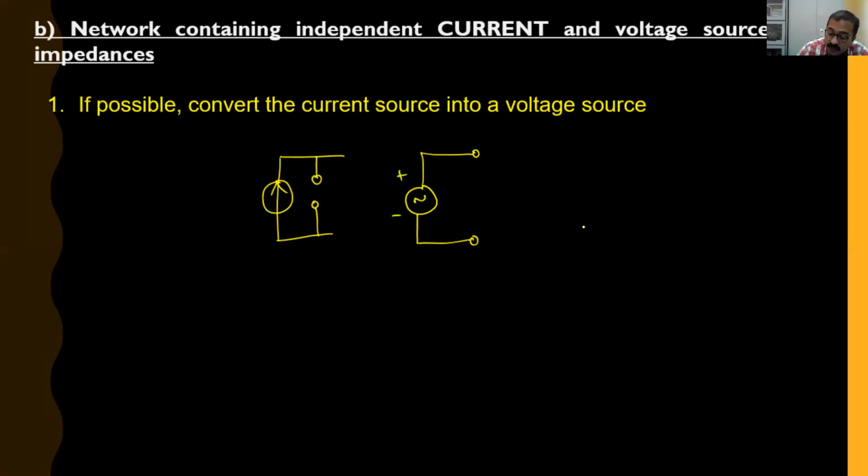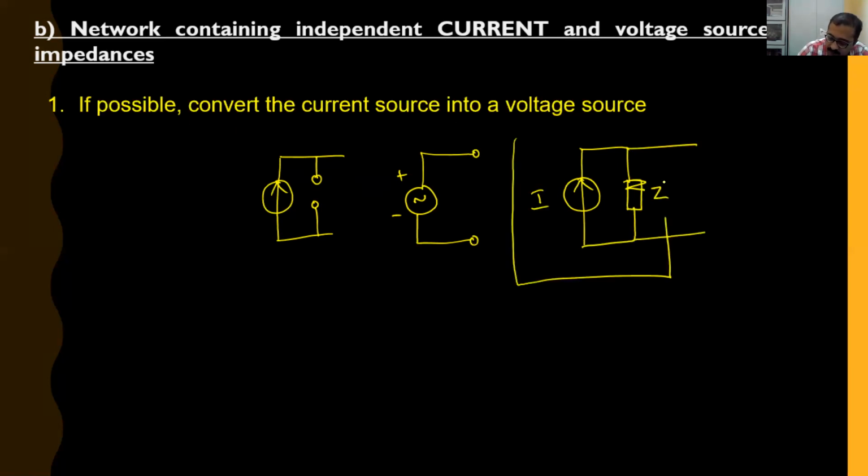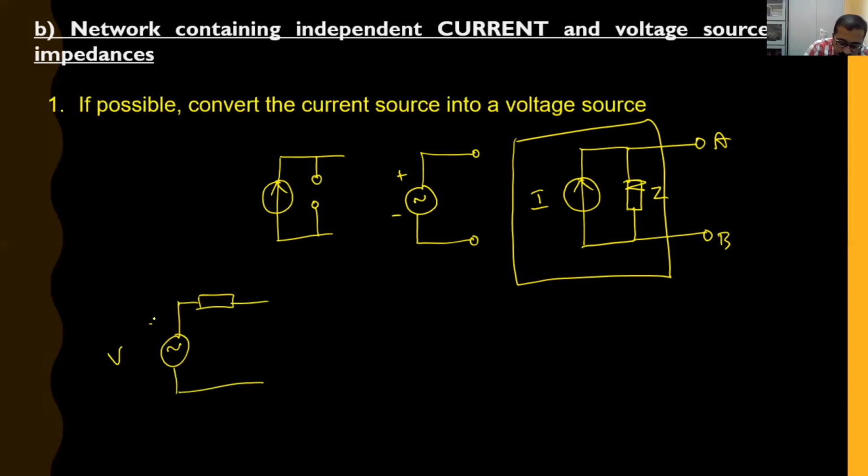Practical current source means what? It will be an ideal current source with an internal impedance. Some impedance. So I can write this as I and this as Z. This will be my practical current source. Let me mark this as terminals A and B. And practical voltage source means there will be some internal impedance in series with the voltage source. So this is V plus minus and this is impedance Z, A and B. This is my practical voltage source.